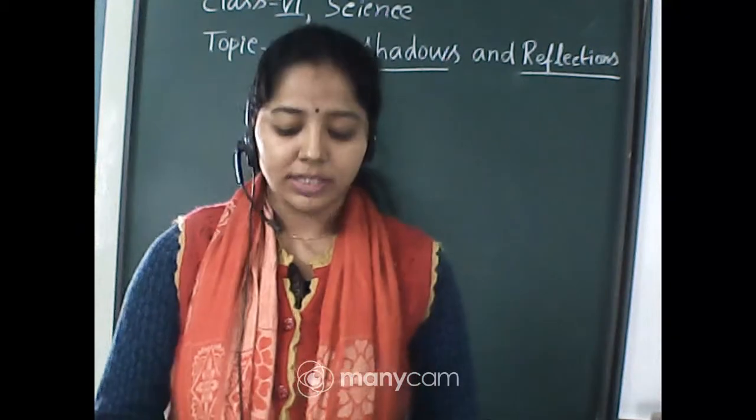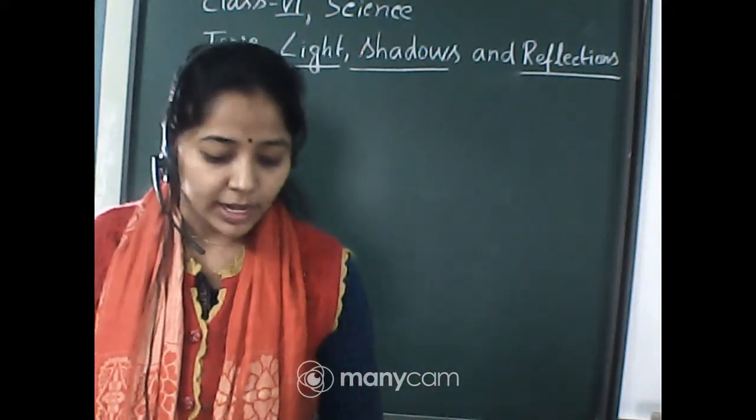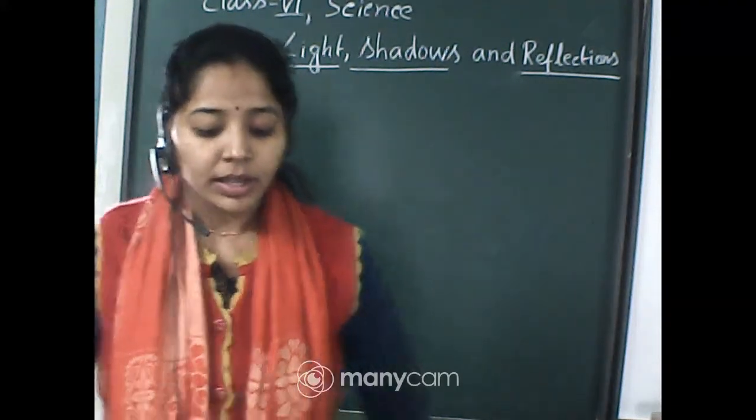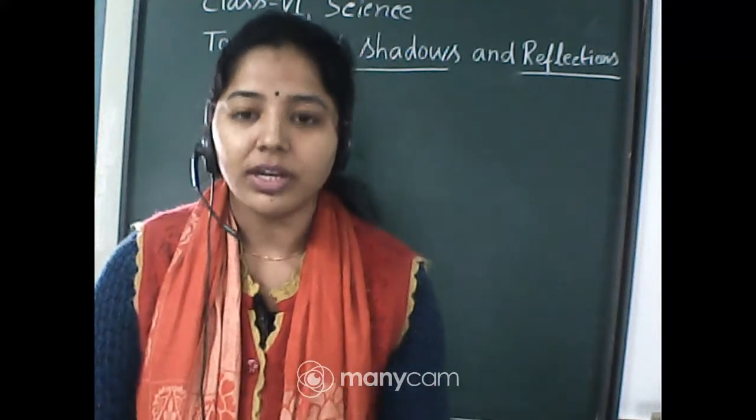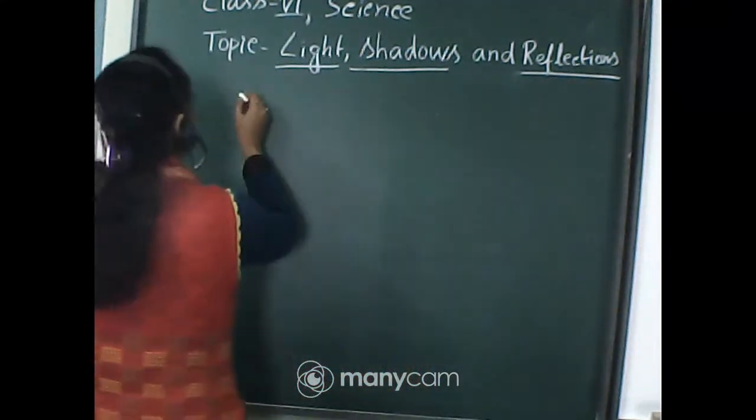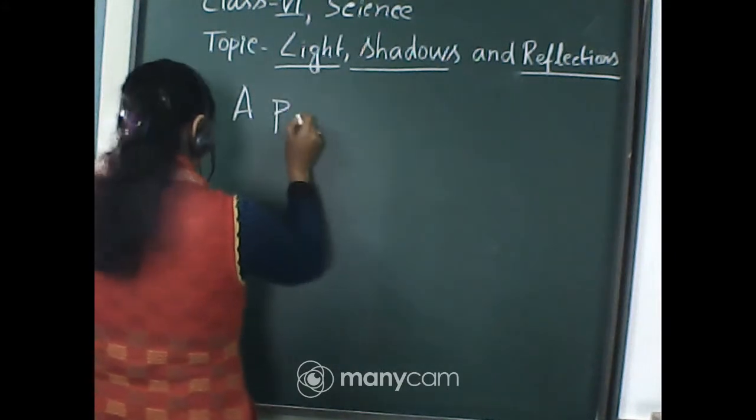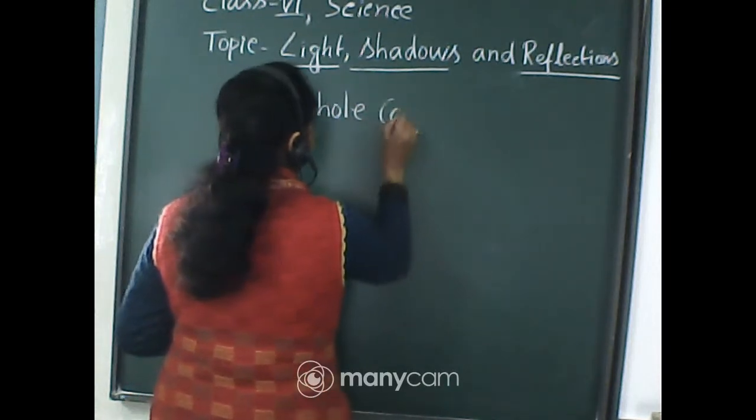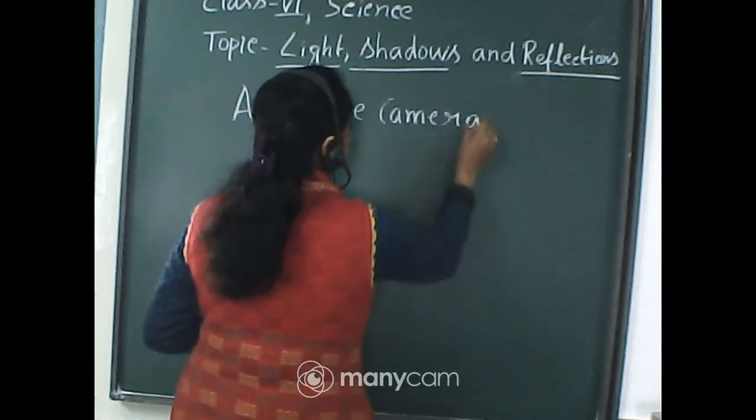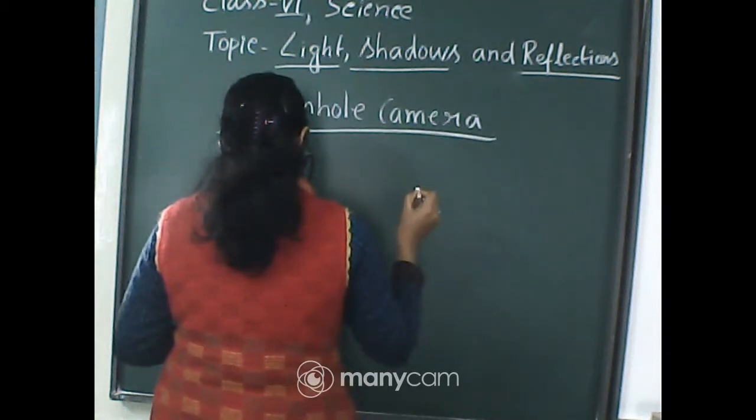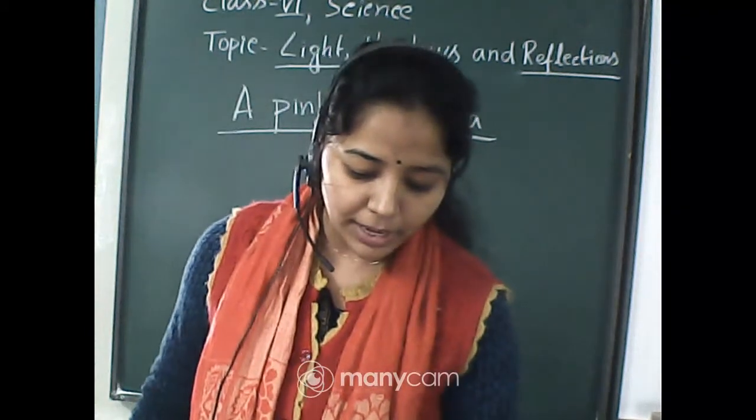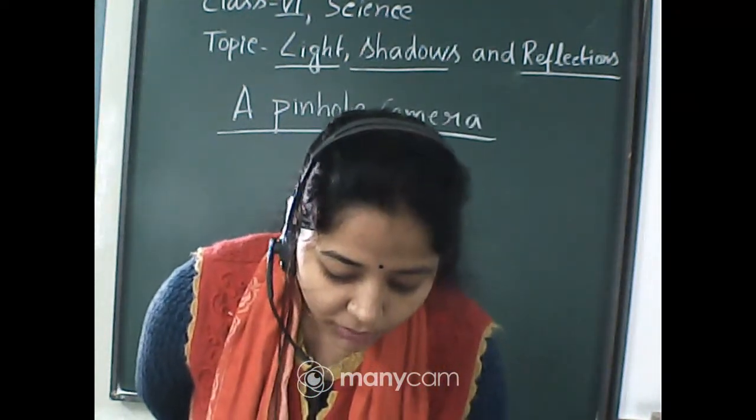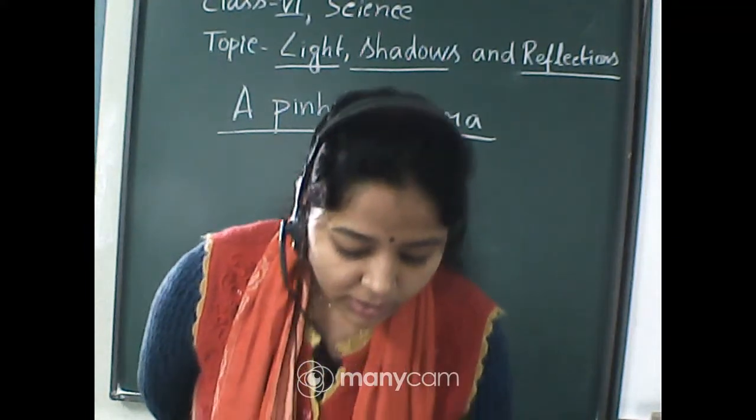So, today we will proceed towards the next subtopic from your NCERT book Science 11.3 subtopic, page number 110, a pinhole camera. Now, first I will write this, a pinhole camera. What is a pinhole camera? A pinhole camera is a device which forms a photograph-like image of a bright object on a screen.